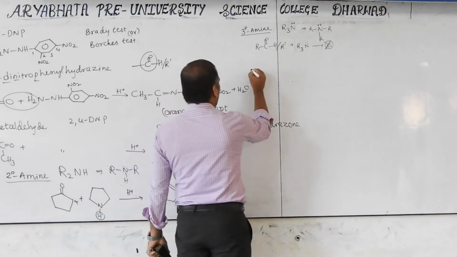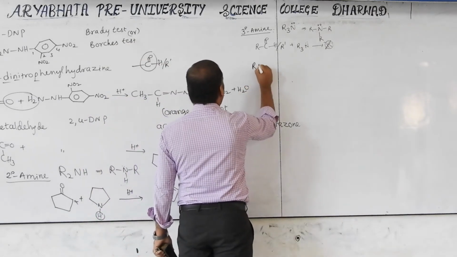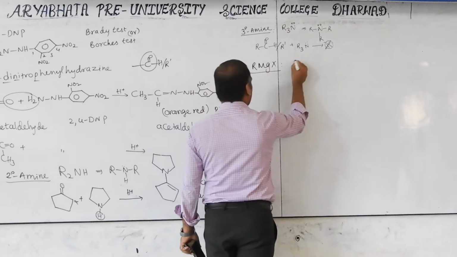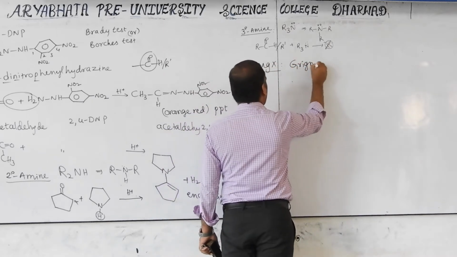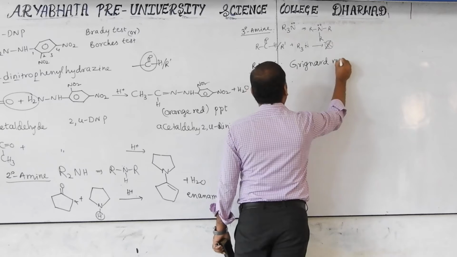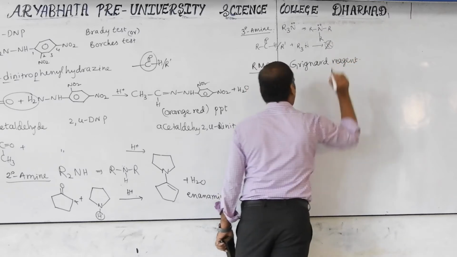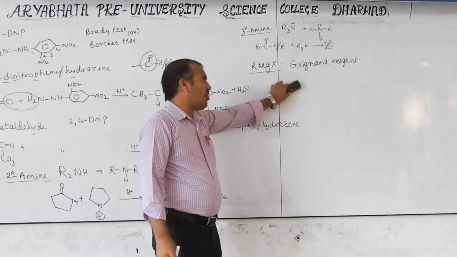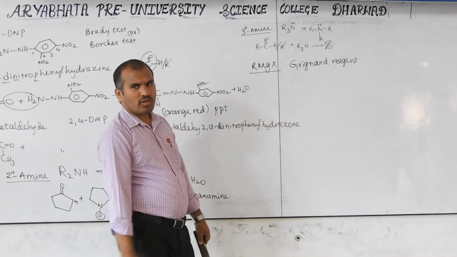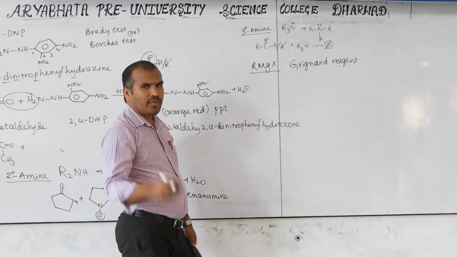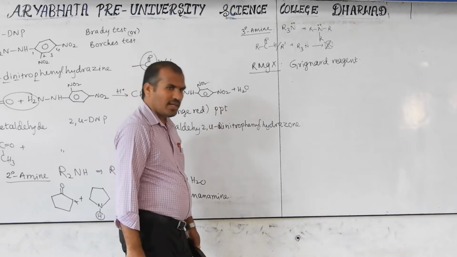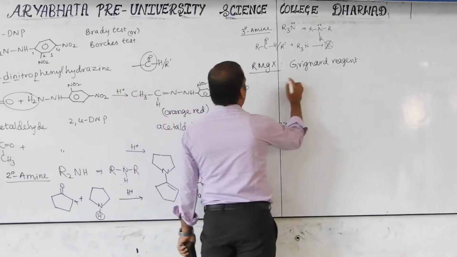Next, with Grignard reagent, RMgX. What do you call this? Grignard reagent. We already studied this in the alcohol chapter. When aldehydes react with the Grignard reagent, formaldehyde gives primary alcohol, acetaldehyde gives secondary alcohol, and ketone gives tertiary alcohol. So I am taking one example here.